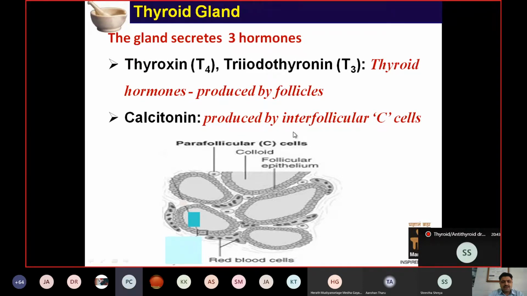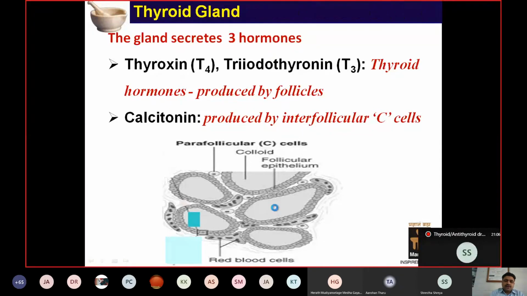Yes, sir. Okay, so very simple, isn't it? The functional unit of the thyroid gland is covered by a single layer of cells, the follicular epithelium, and it contains a colloid where there is thyroglobulin.